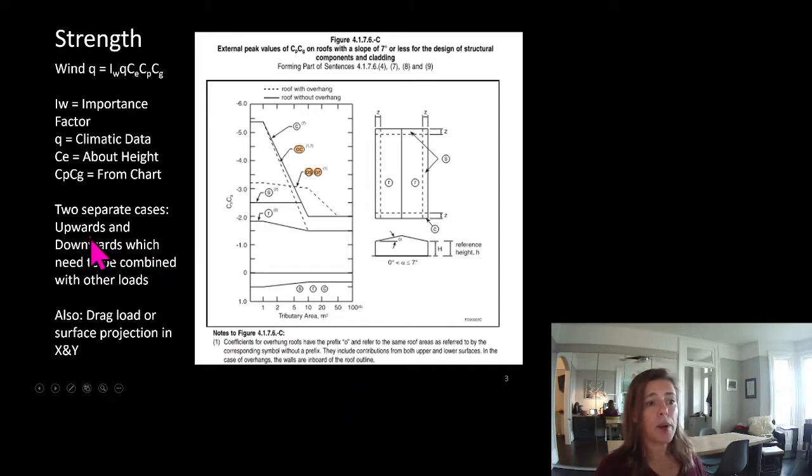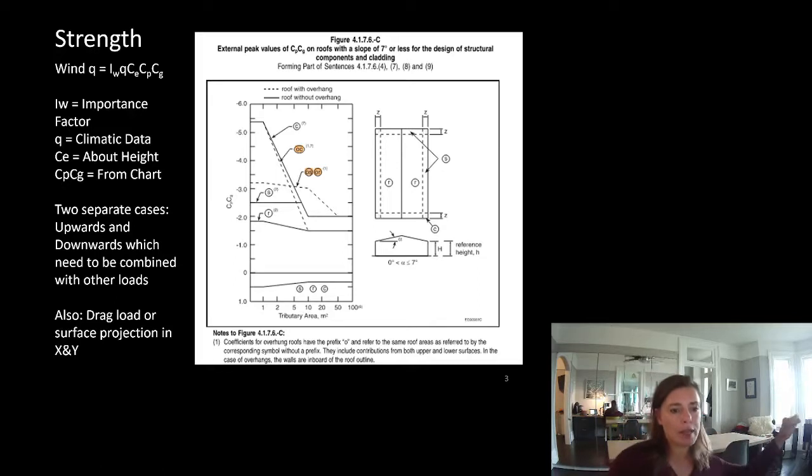So we have two separate cases. We have upward loads and downward loads. So we need to look at both of those, and they need to be combined with any other loads that we could have acting on it. We also need to think about, if this was a freestanding canopy, what the drag load might be on it. Because as the wind is blowing across this, it's blowing on the projected surface, but if you had something very thin, it could still be trying to pull that object along with it.